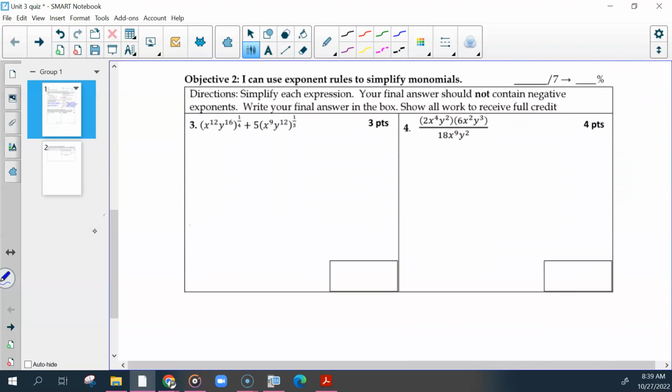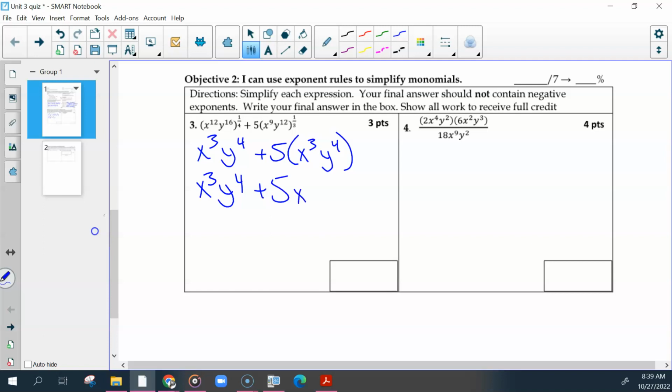For the most part, we did well. There were some issues, but overall well. So a lot of you multiplied the 12 and 1/4, the 16 and 1/4 to get 3 and 4, and then did the same thing here. But here is where I saw an issue. When you multiply 5 to this, you're not distributing. There's not a plus or a minus in between it. So you're just multiplying 5 to this. Some of you were putting 5x to the 3rd, 5y to the 4th, and we should not have been doing that.